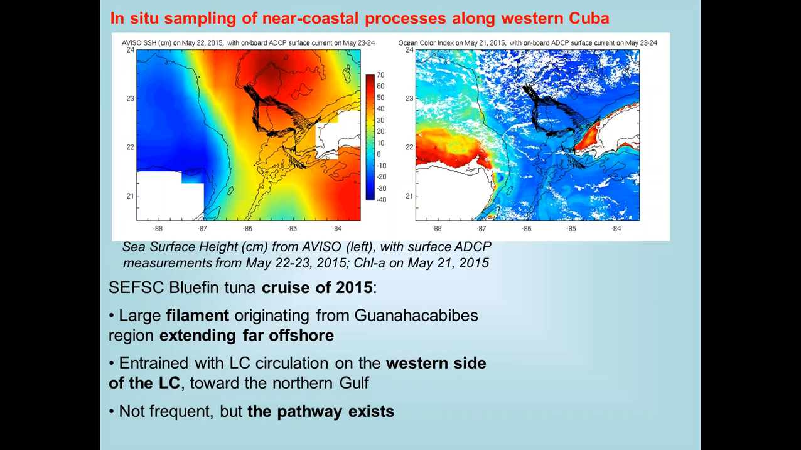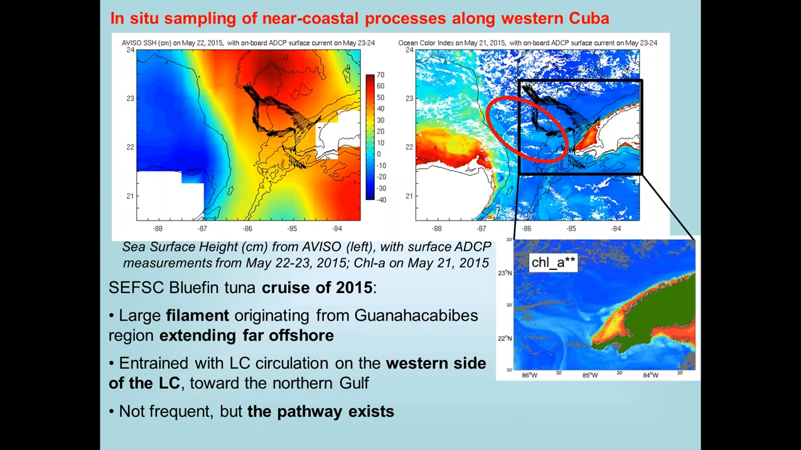And now if we look at ocean color, we see a very large filament originating from this area offshore the Gulf, and that is entrained by the cyclonic circulation on the western side of the loop current, which means that whatever material is entrained can potentially reach the center of the Gulf and the northern Gulf following the loop current. So this is a zoom, and typically the filaments that we sampled this year in 2016 are about this size, but larger filaments also happen in that area.